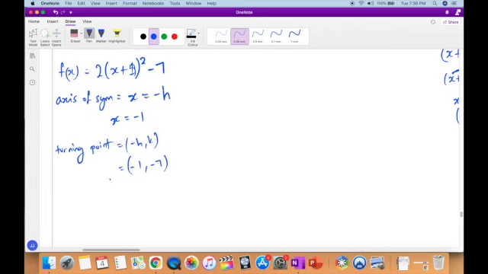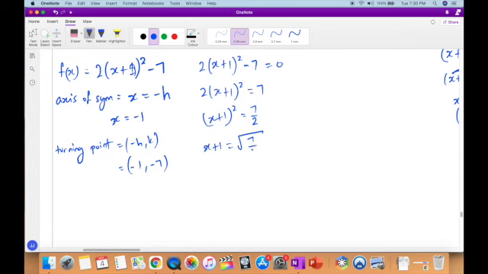So let's find the roots just for the hell of it, right? 2 into x plus 1 squared minus 7 equals 0 for the roots. Therefore, 2 times x plus 1 squared is equal to positive 7. X plus 1 squared is 7 on 2. X plus 1 is equal to the square root of 7 on 2. Wow, that... I'll leave that just now, right?